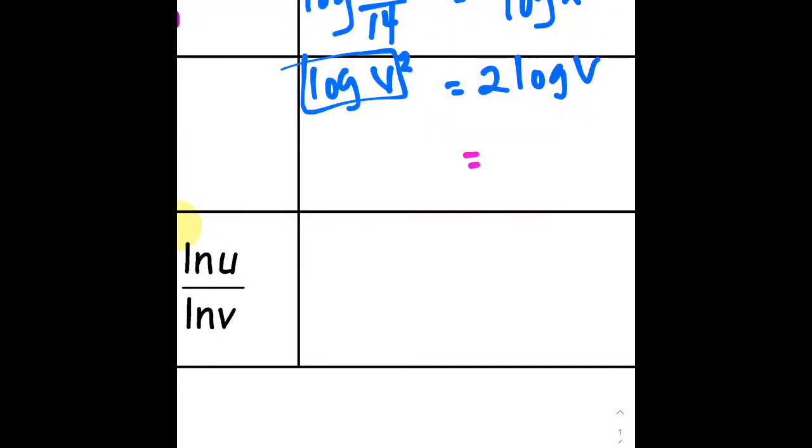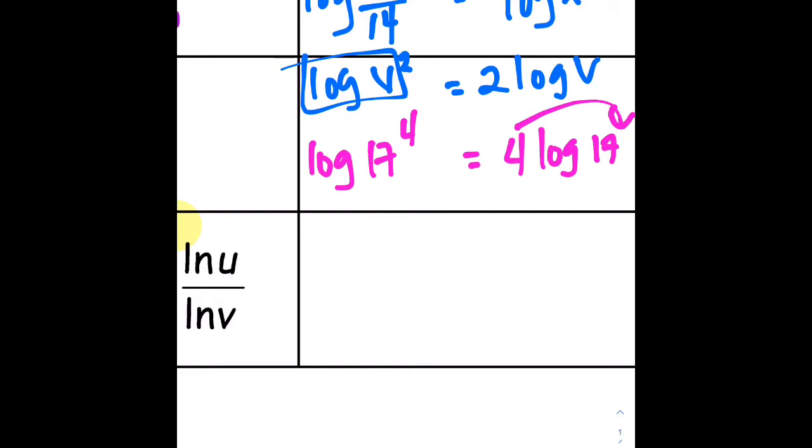Conversely, if I have something like 4 log of 17, I can rewrite that as log of 17 to the fourth, so I can go backwards.